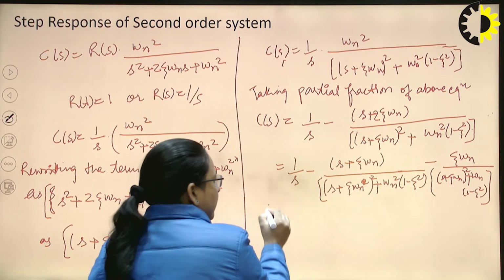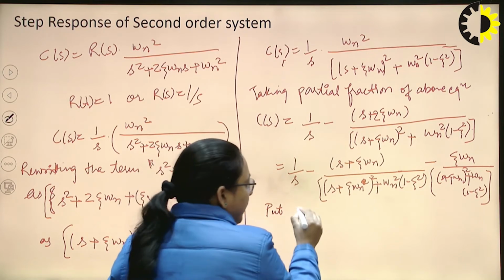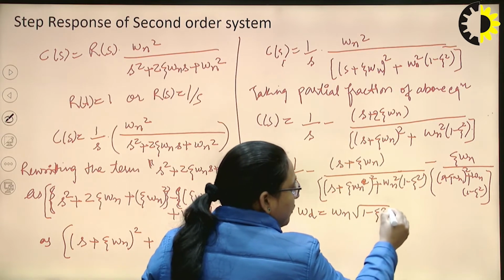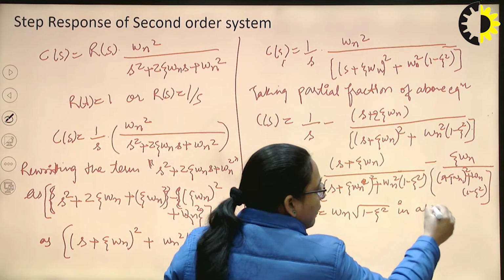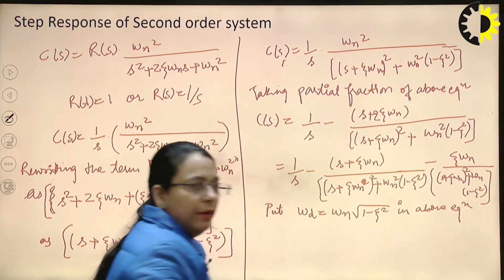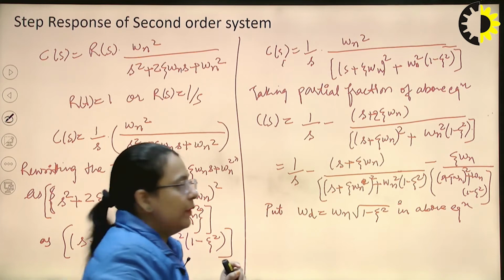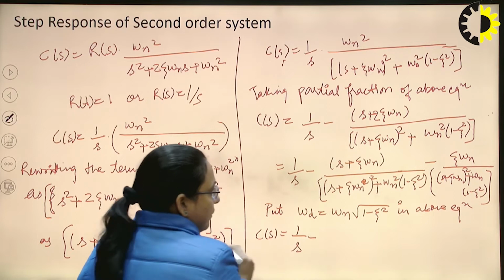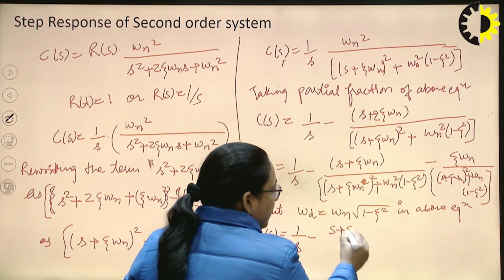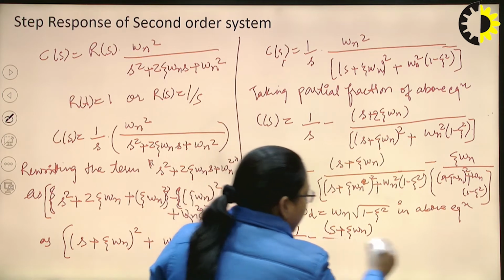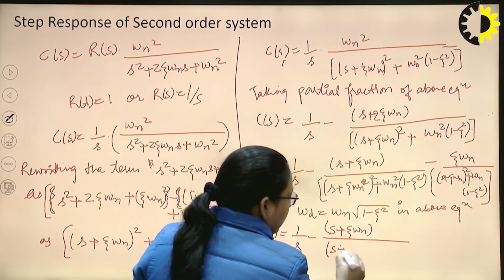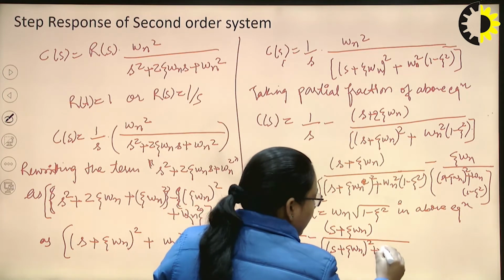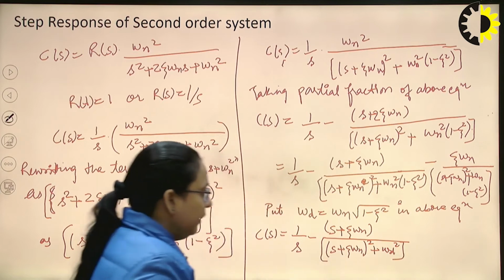Now put omega d equals omega n under root 1 minus zeta square in the above equation. Here omega d is the damped frequency of the system. So C(s) will be equal to 1 upon s minus s plus zeta omega n upon s plus zeta omega n whole square plus omega d whole square. Right, one term is this.